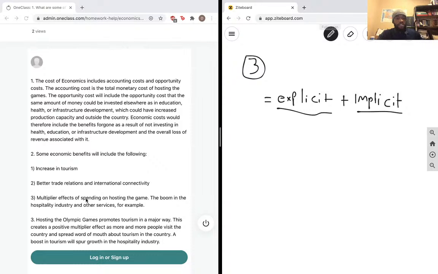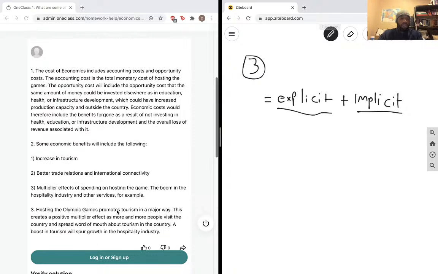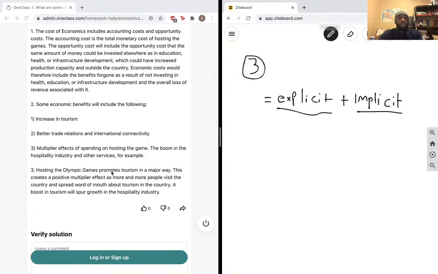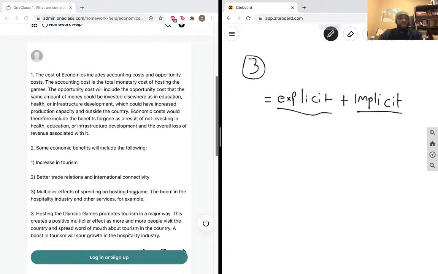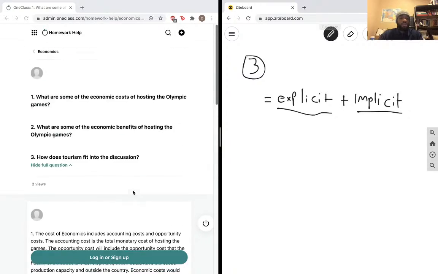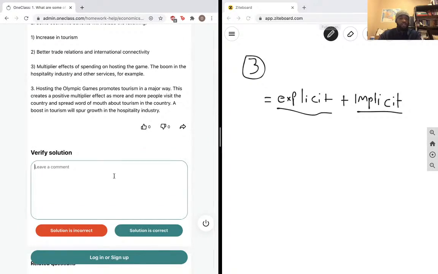And multiplier effect of spending on hosting the game, the boom in the hospitality industry and other services. For example, hosting the Olympic Games could promote tourism in a major way. This creates a positive multiplier as more and more people visit the country and spread word of mouth about tourism in the country. A boost in tourism will also spur a growth in the hospitality industry. So overall, it's a total complete answer, and it's correct.